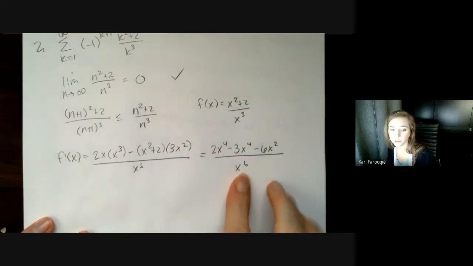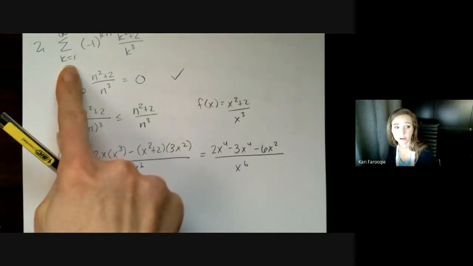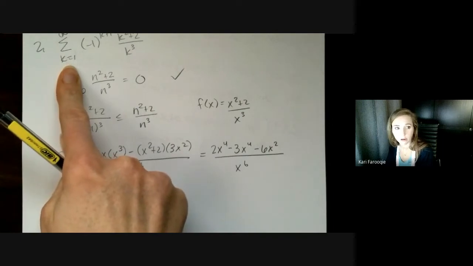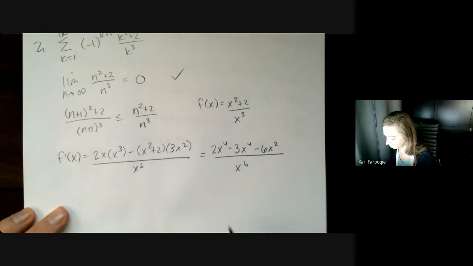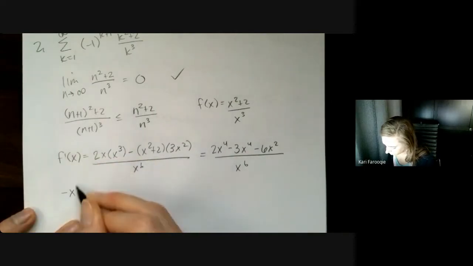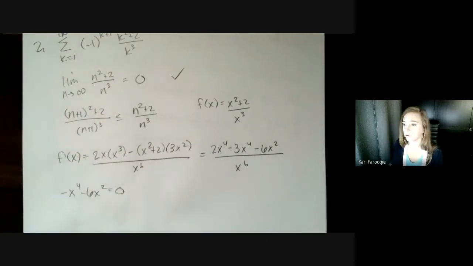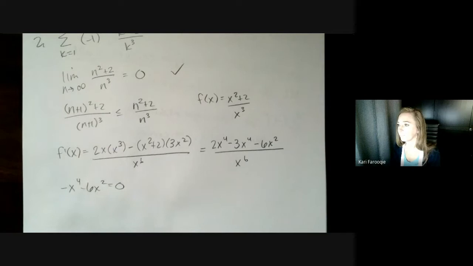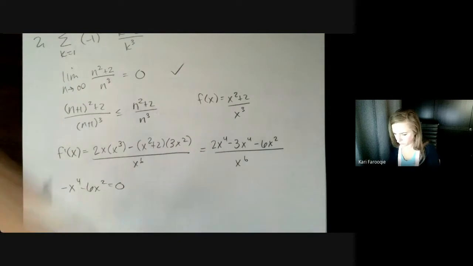The denominator will be 0, where the derivative does not exist, when x is equal to 0. We don't even need to worry about that because that's not part of our range here from 1 to infinity. So we're just going to focus on where the numerator is equal to 0. So that will be negative x to the fourth minus 6x squared is equal to 0. You have 2 minus 3, that's where the negative 1 comes from. If I were you, I would solve this by factoring.